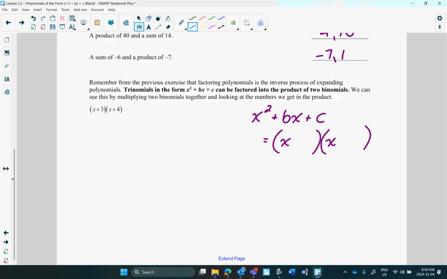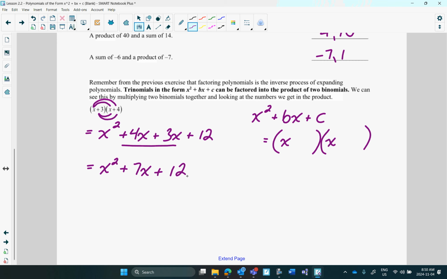Let's multiply these two. So I have to do 4 multiplications. x times x is x squared, x times 4 is 4x. And now multiply the 3 through the second binomial, plus 3x, plus 12. Simplify the two terms in the middle, and you get that as the final answer, right?